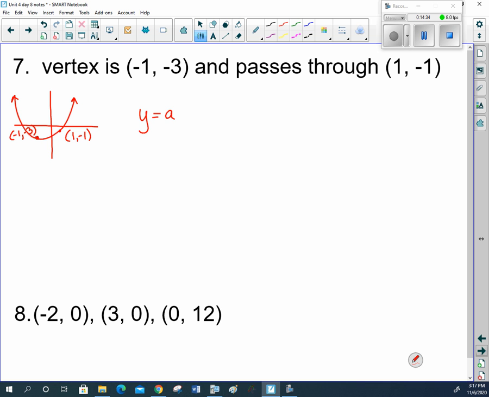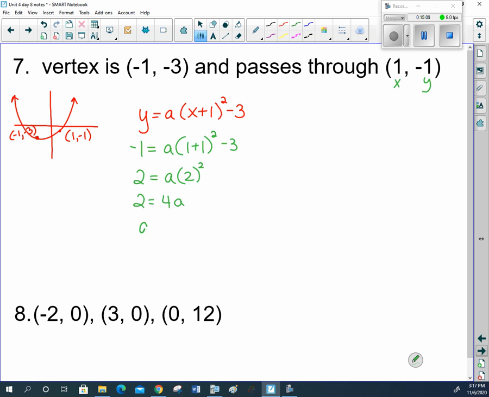y equals A times (x plus 1) quantity squared, subtract 3. That's our vertex. We are going to substitute in the x and the y, so we end up with -1 equals A times (1 plus 1) quantity squared, subtract 3. So we don't mess up the order of operations, add the 3 to the other side. 2 equals A times (1 plus 1, which is 2) squared. So 2 squared is 4. So you end up with 2 equals 4A.